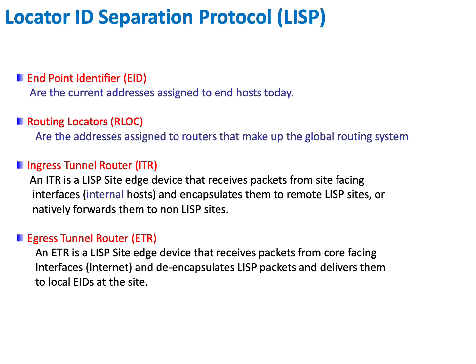Ingress tunnel router, ITR. An ITR is a LISP site edge device that receives packets from the site-facing interfaces, internal hosts, and encapsulates them to remote LISP sites, or natively forwards them to non-LISP sites. Egress tunnel router, or ETR. An ETR is a LISP site edge device that receives packets from core-facing interfaces, the internet, and de-encapsulates LISP packets and delivers them to local EIDs at the site.